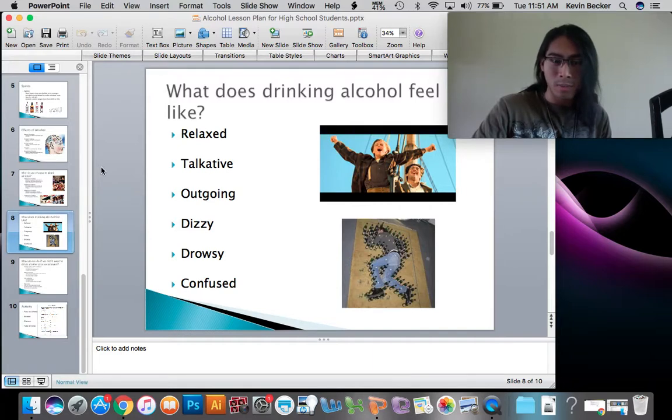But in reality, you may also feel dizzy. You may also feel drowsy and tired because alcohol is a sedative. And you may also feel confused, potentially like the guy on the right, also at the bottom.